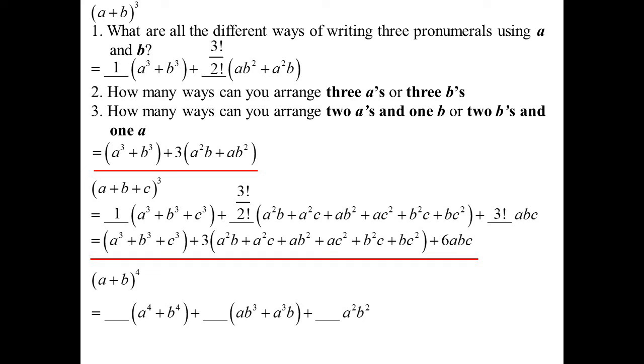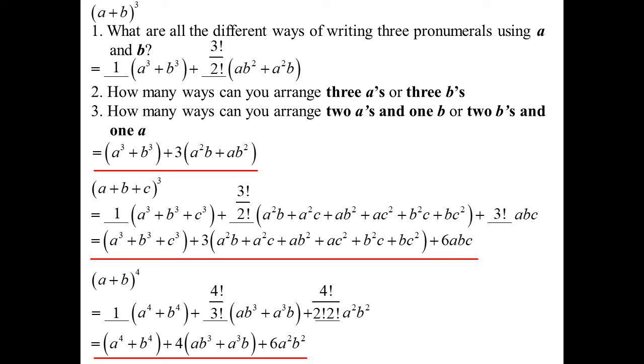How many ways can we arrange these things? Well, I had 4 A's. There's one way of doing it. 1 A and 3 B's would be 4 factorial on 3 factorial. 2 A's and 2 B's would be 4 factorial on 2 factorial 2 factorial, which gives me the expansion for A plus B to the power of 4.